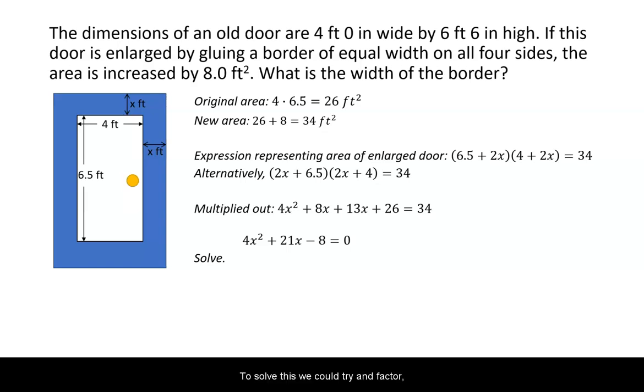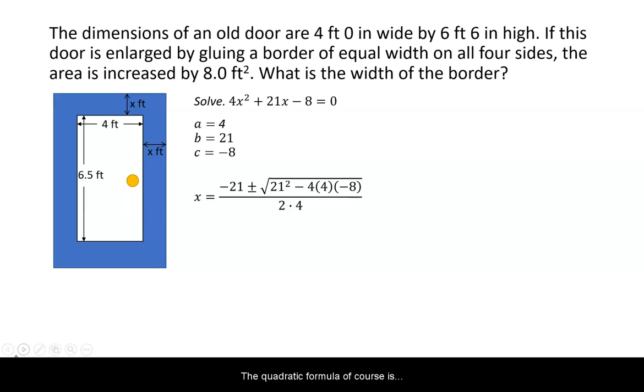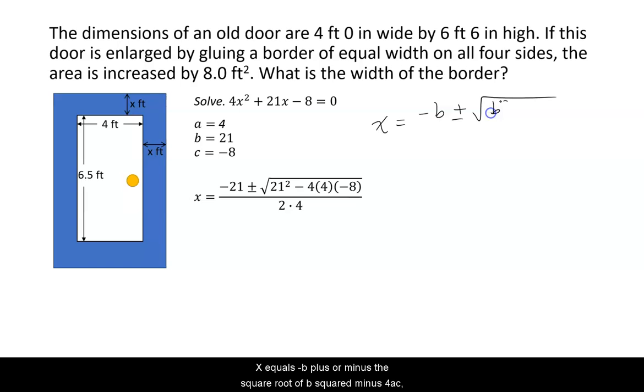To solve this, we could try to factor, but I can tell you right now that's not going to turn out well. Instead, let's apply the quadratic formula. First we want to identify the coefficients. The coefficients here are 4, 21, and -8. Now we can put that into the quadratic formula. The quadratic formula, of course, is x equals -b plus or minus the square root of b squared minus 4ac, all divided by 2a. I recommend writing that down every single time you use it.